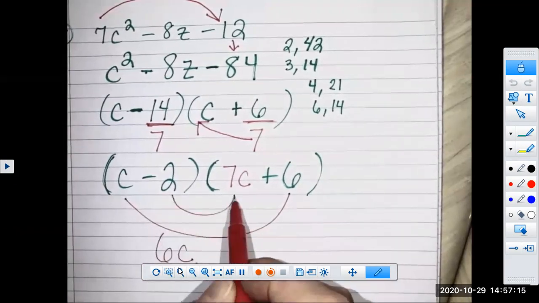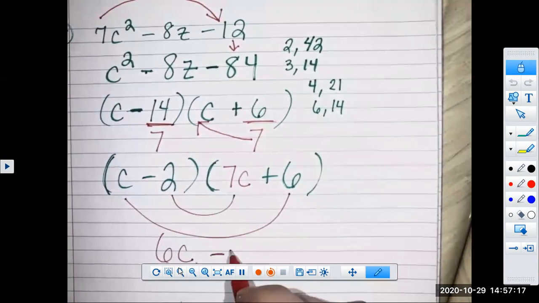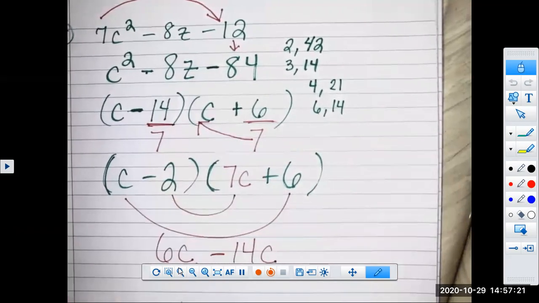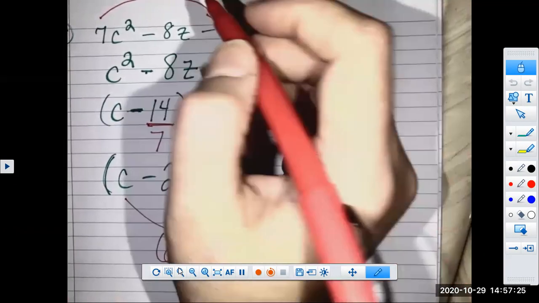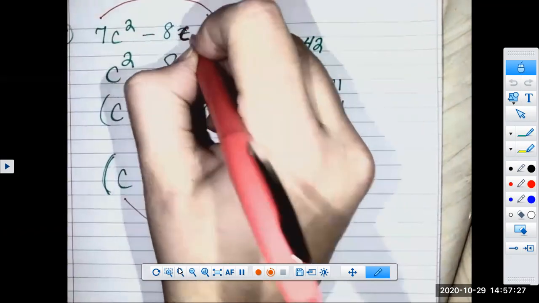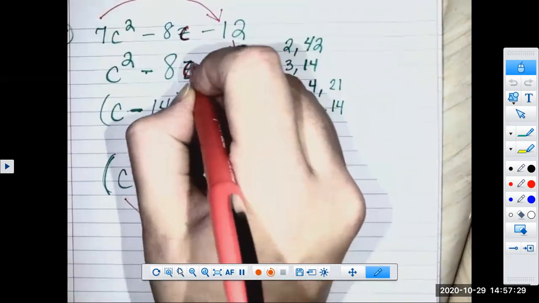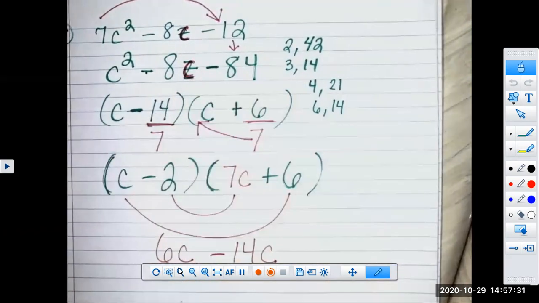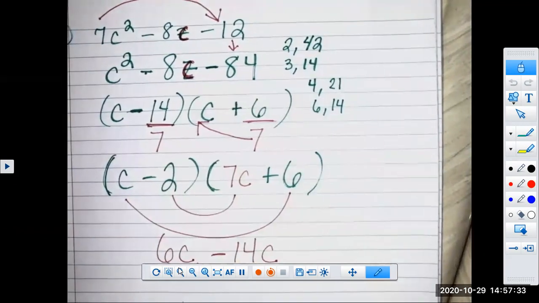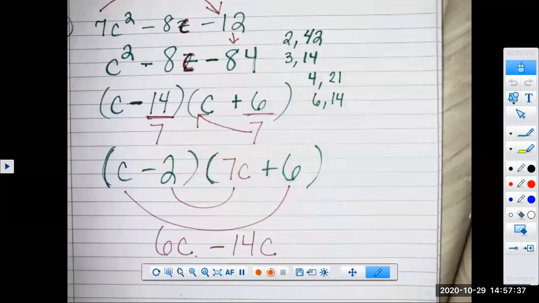If you check your inner, that's -14C, which does make, how did I all of a sudden switch from C to Z? Anybody catch that? That should be C. My bad. That should be C too. So sorry. I'm sure some of you are like, why is there a C and a Z in that? So 6C, anyway, that does give you that.